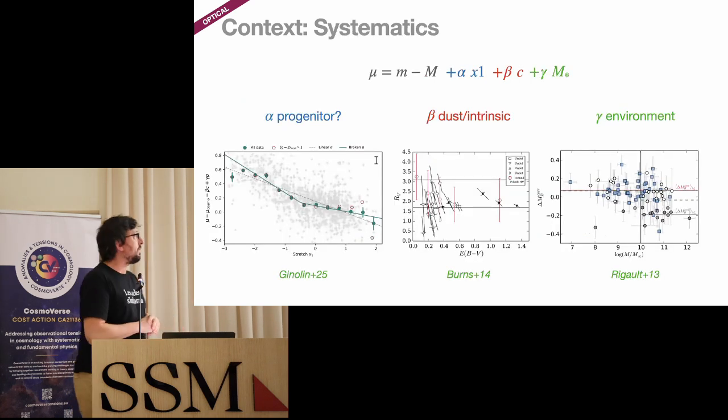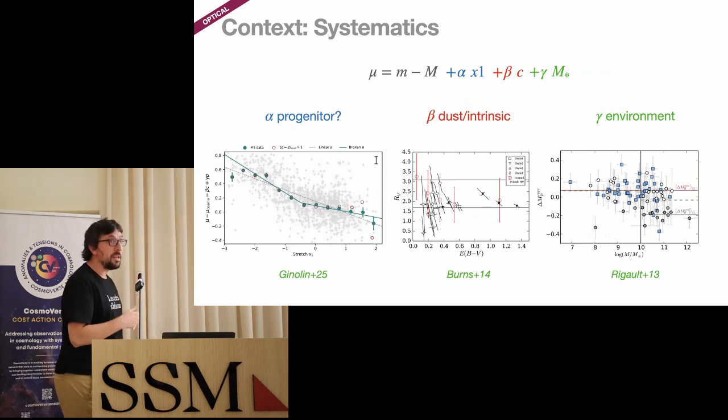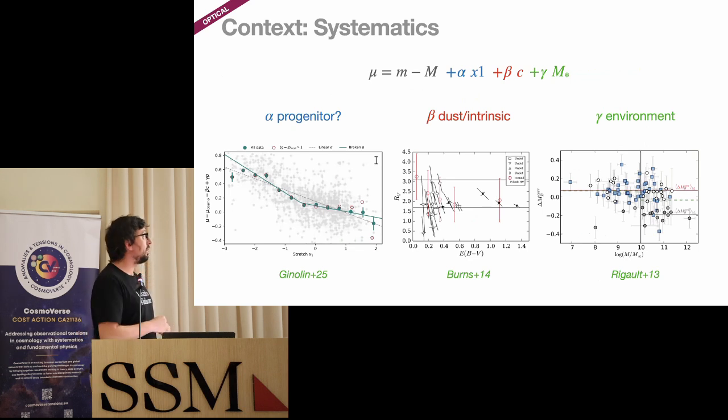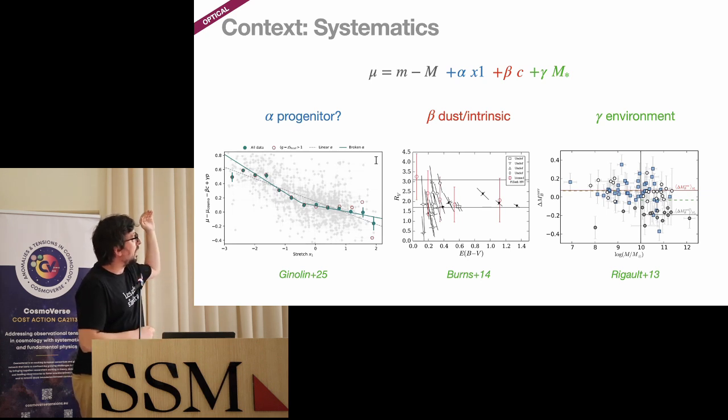So we are interested in systematics. This is just a very simple slide where I colored each of the correlations, with some examples. This is not the only thing, but for instance, the stretch may correlate or may have information on the progenitor, on these different progenitors that we talked about before. I put an example from Ginolan, very recent from ZTF, where instead of one linear relation between magnitude and, in this case, the Hubble residual, sorry, and the stretch, there's this broken alpha relation that may give you an idea of having two populations there.